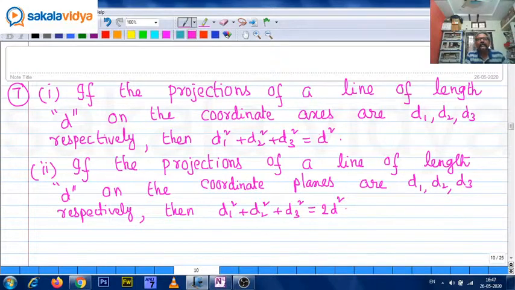Actually, in the examination, this d length will be given and you are asked to find out d1 square plus d2 square plus d3 square. But we need to remember whether the projections are on the coordinate axis or on the coordinate planes. This is important, so you need to concentrate on this one. Coordinate axis means simply d square you will get. Coordinate planes means 2 times d square you will get. That you need to remember in the examination.